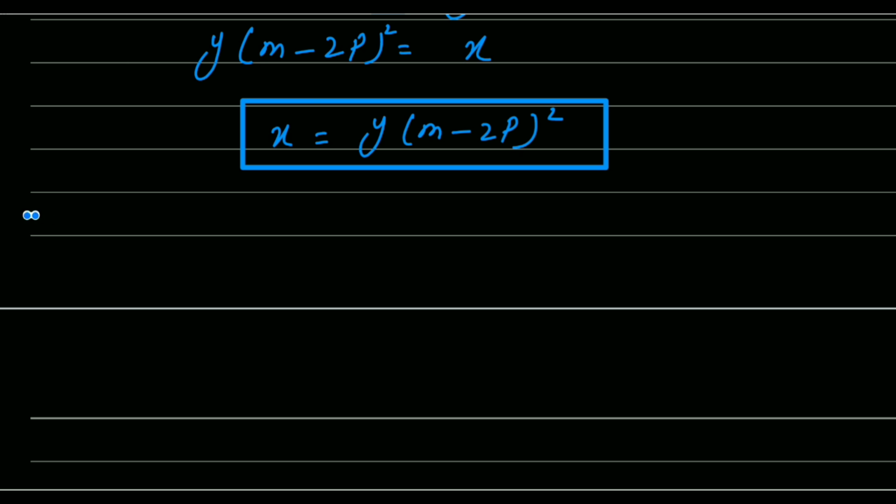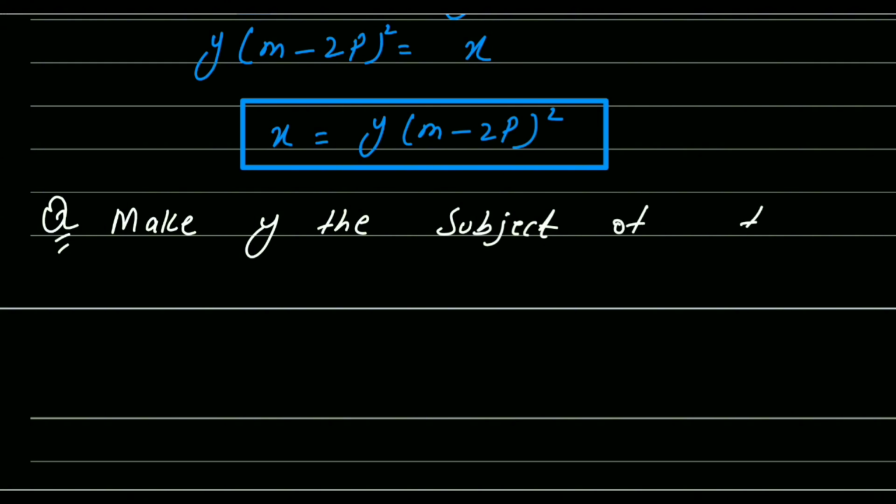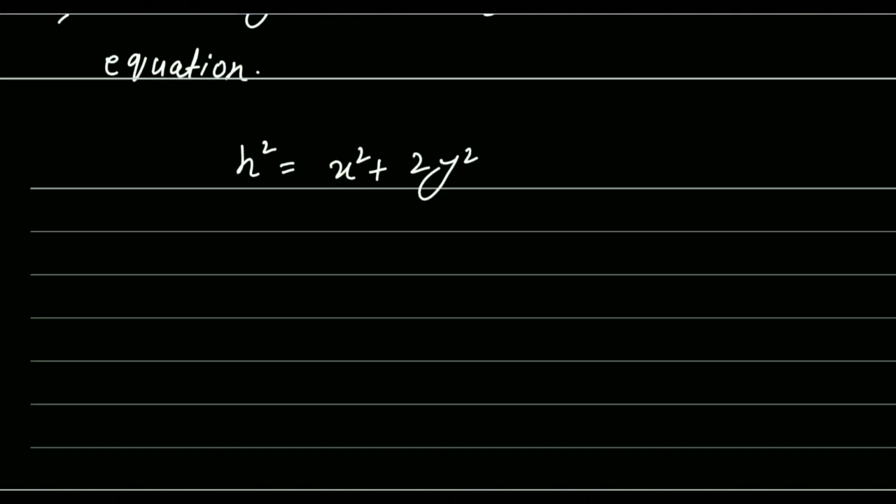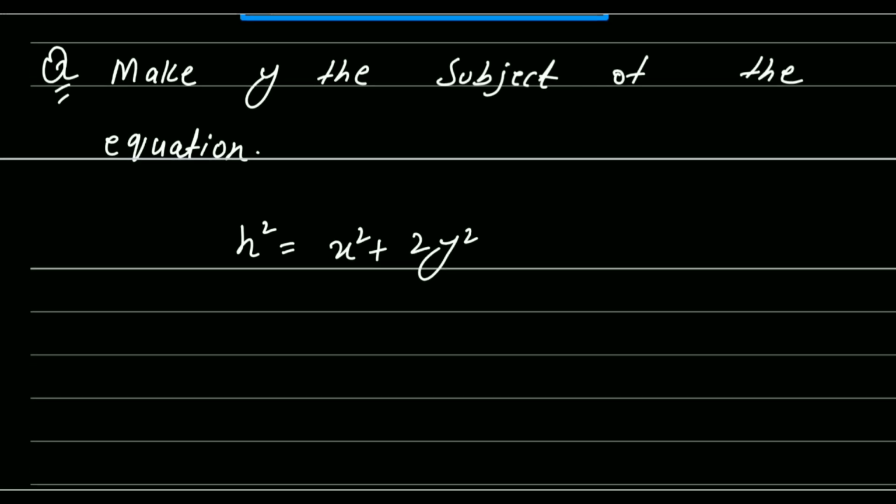So let's do the next example. Make y the subject. h square is equal to x square plus 2y square. Okay, now here I am going to make y the subject.